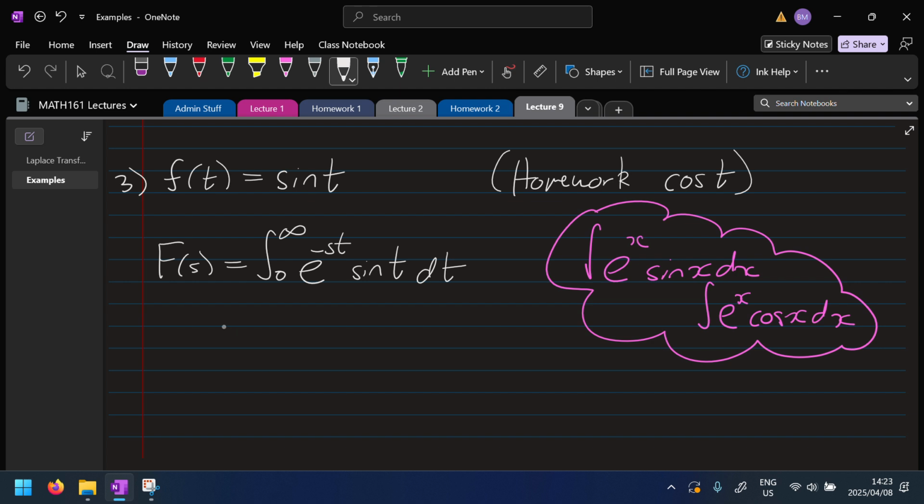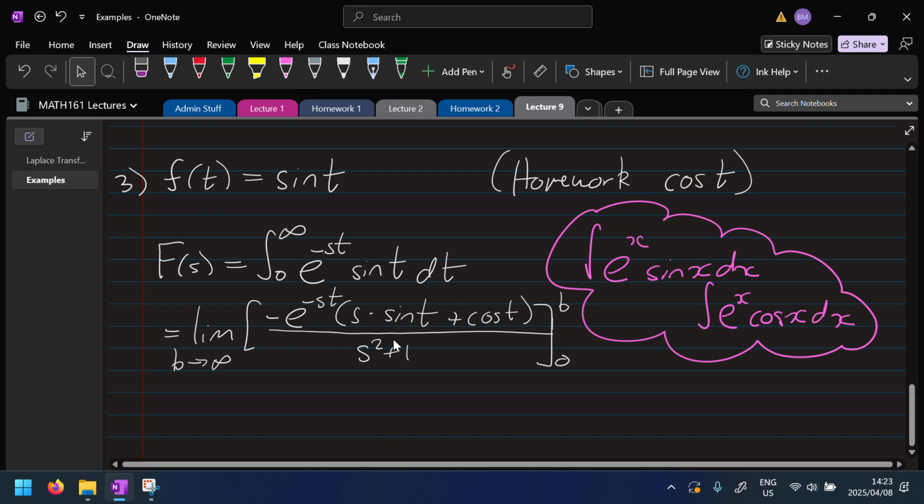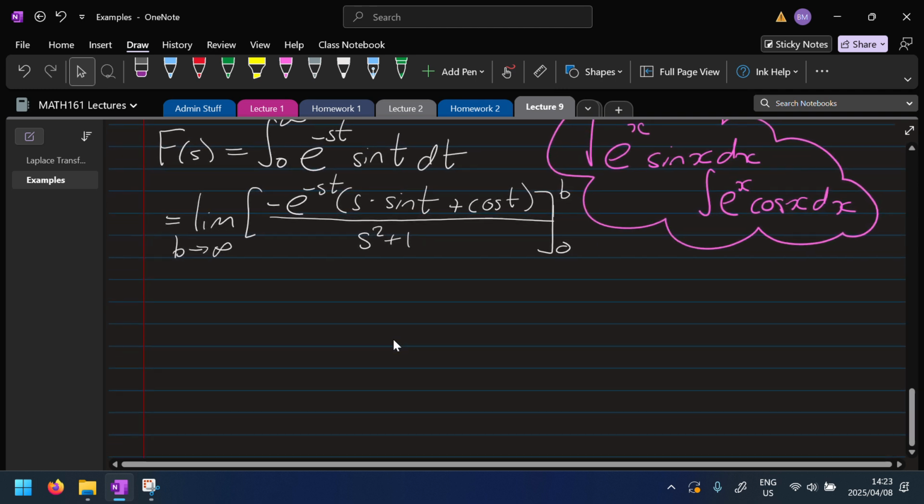But here we're going to end up with the limit as b goes to infinity of, just doing this like we did before, minus e to the minus st, times s times sine of t plus cos of t, all over s squared plus 1, evaluated from 0 to b. This antiderivative just follows from what we covered before with those two problems.